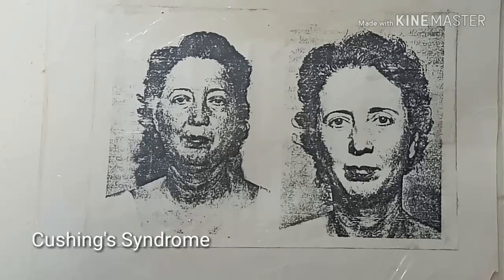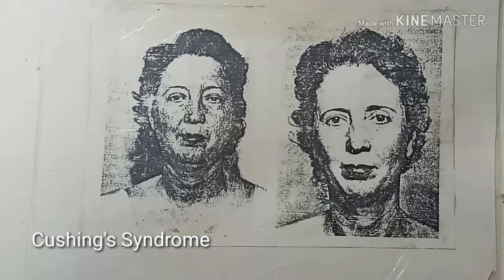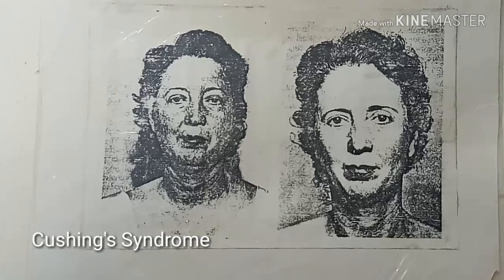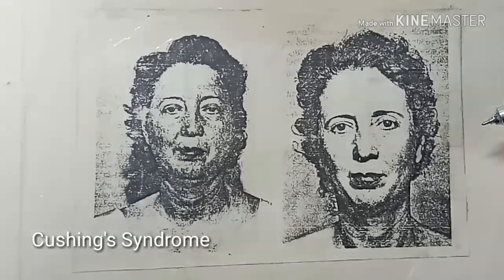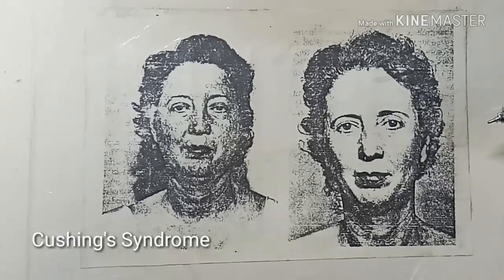Second group of cause, that is ACTH independent Cushing syndrome. Here the cause is adrenal. Tumor of adrenal gland increases glucocorticoid secretion and that results in Cushing syndrome, as well as excessive glucocorticoid administration as a drug, and that is iatrogenic. Now, characteristic features of Cushing syndrome.